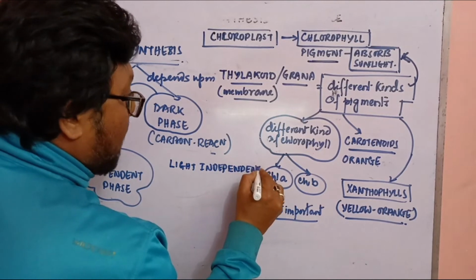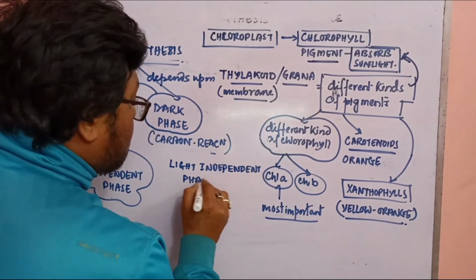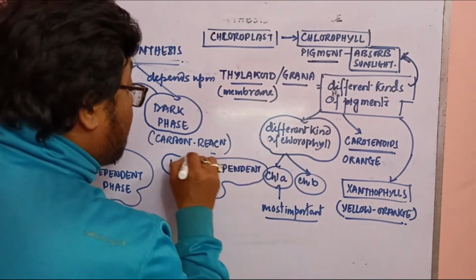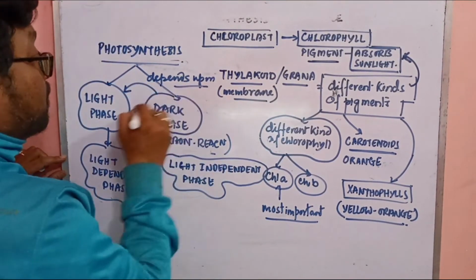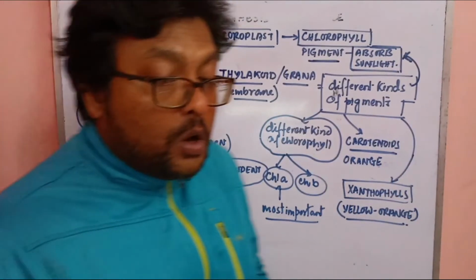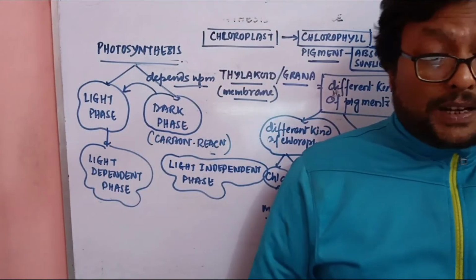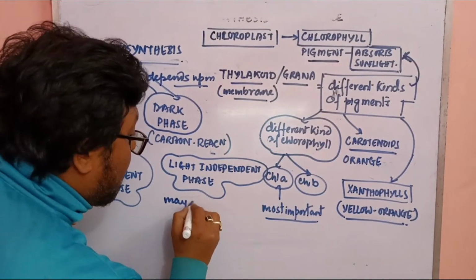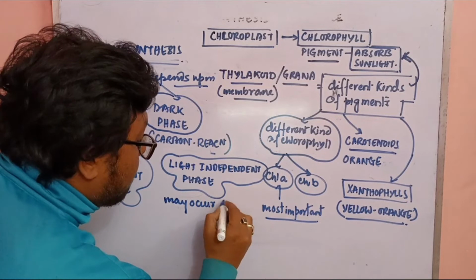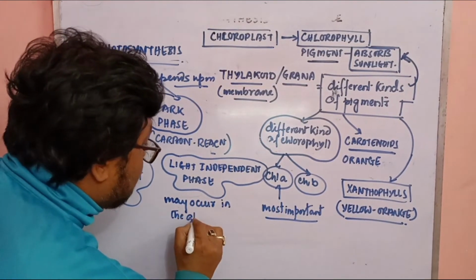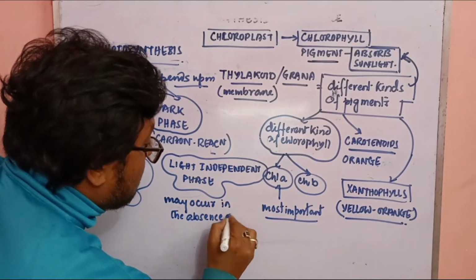Light independent phase means it is not dependent on light, but it is dependent on the light phase. It depends upon the light phase. This phase occurs in the absence of light. It may occur in the absence of light even.